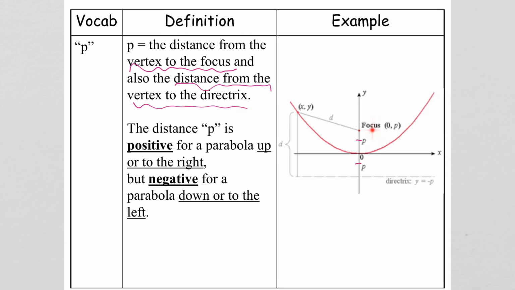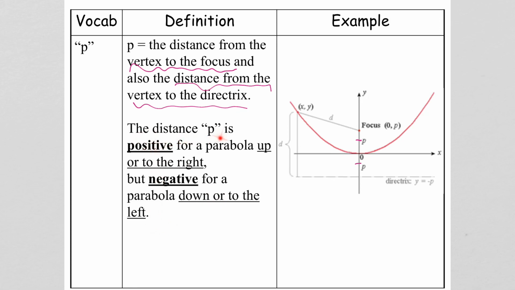However, there is something else that we need to talk about when we talk about p. P is a length, so it's always positive. This is a p distance, and this is also a p distance, and they are both positive because length is always positive. However, p can be negative or positive depending on if the parabola is up or to the right, or down or to the left. So here is the rule.